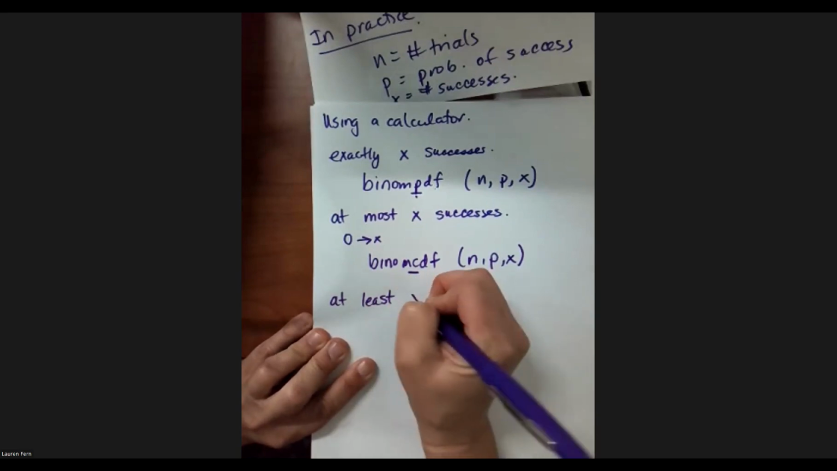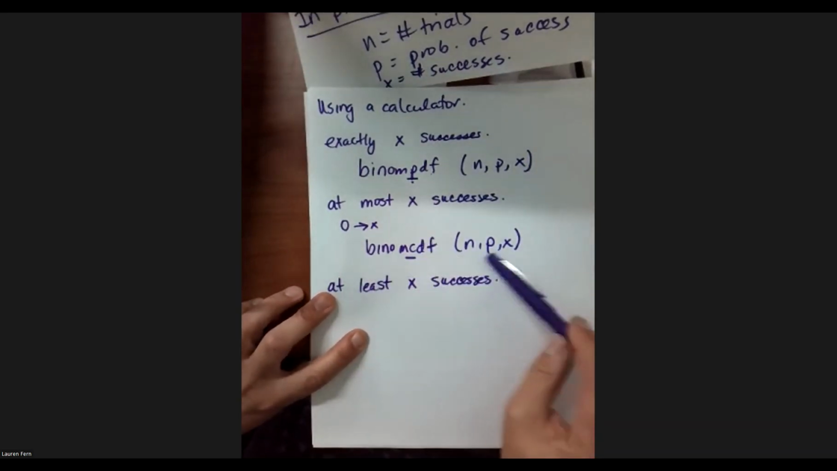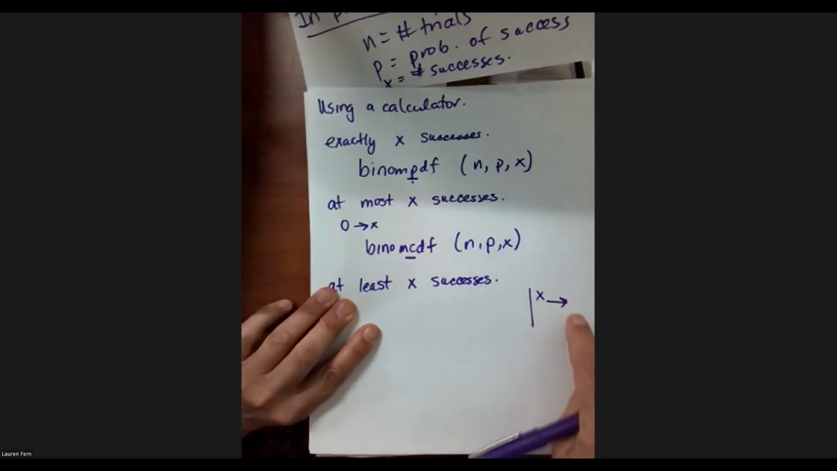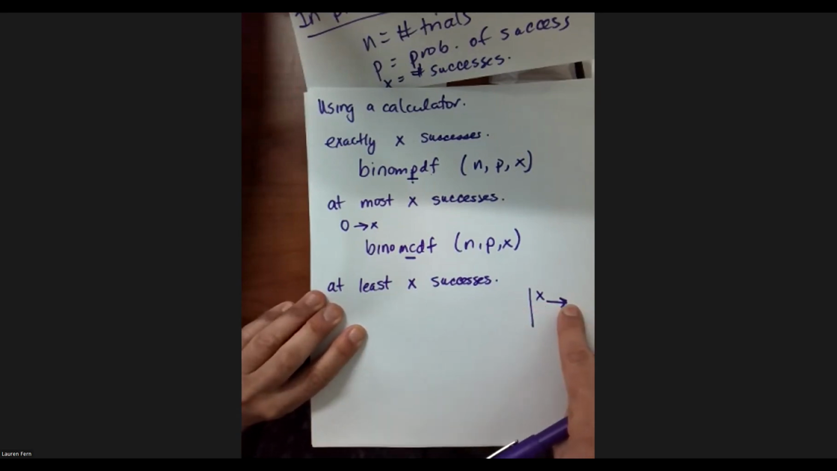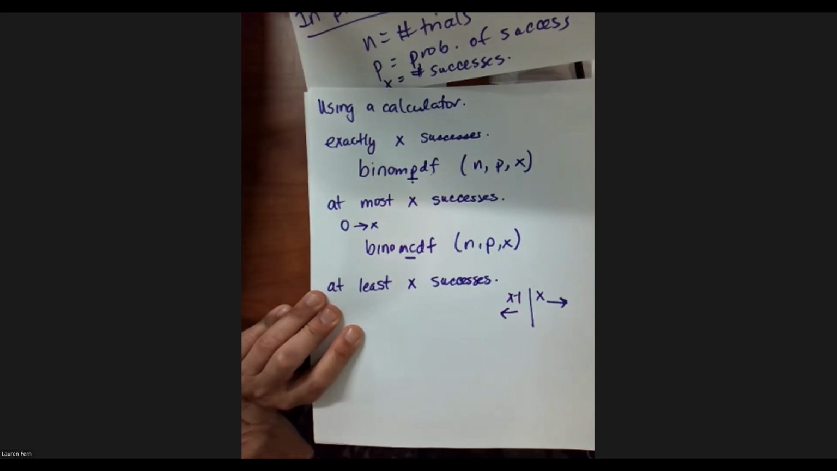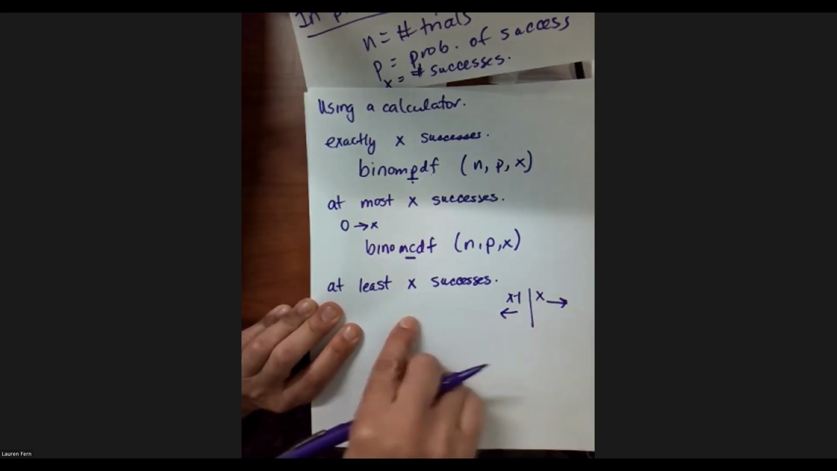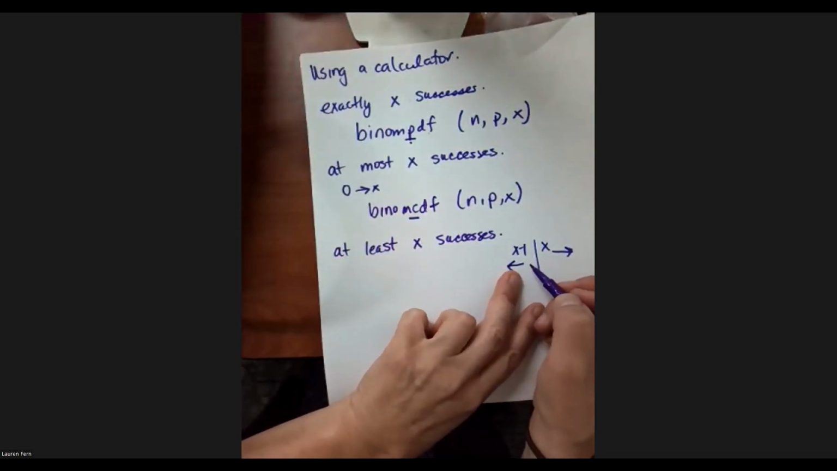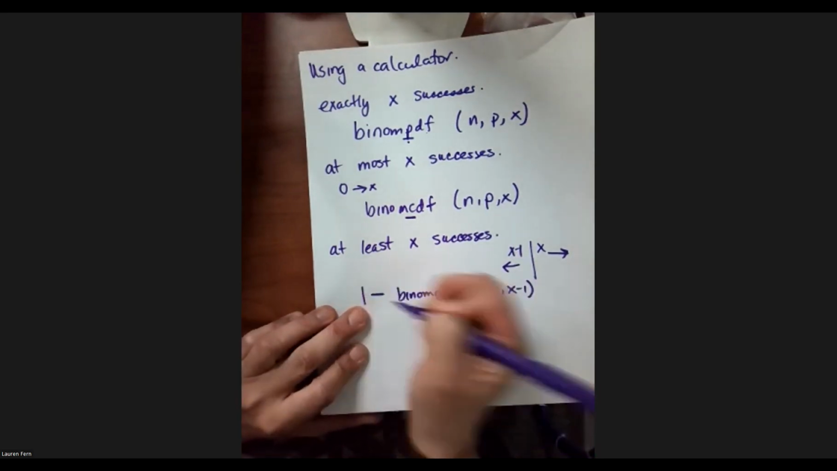And finally, if you want at least X successes, well, your calculator can do the at most, but it can't do at least. But if I want at least X successes, doesn't that mean X or more? So this is an example where we're going to use the complement. What is the complement of X or more? Isn't it X minus one or less? If I want at least five successes, isn't the complement of at least five, four or fewer? So the way that you do this one is you find the probability of the complement, which is binom CDF, N, P, X minus one, and then you take the complement of it. So it's one minus.